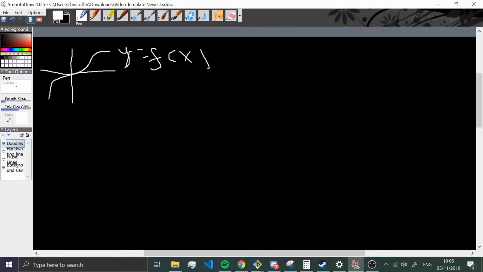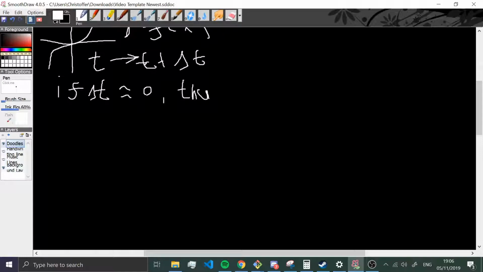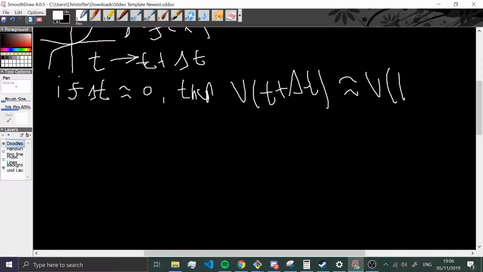Yeah, this isn't going very well. Let's write it down here. Let's say that in our simulation, the time goes from some time t to some time t plus delta t. Now if delta t is small, or approximately 0, then v of t plus delta t will be approximately equal to v of t.